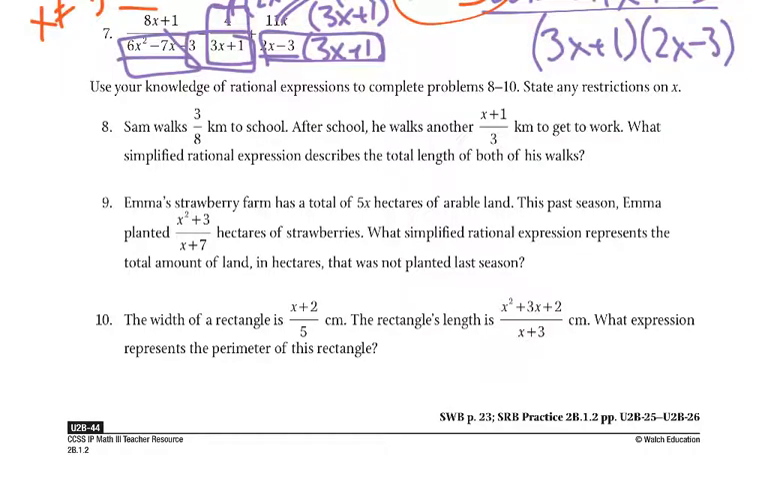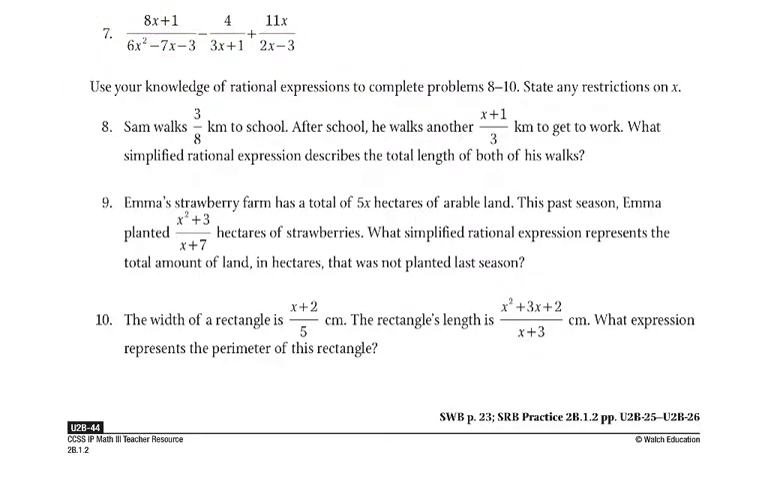Alright, 8, 9, and 10. Sam walks 3/8 kilometers to school. After school he walks another (x + 1)/3 kilometers to get to work. What simplified rational expression describes the total length of both his walks? So, he adds his walks together.